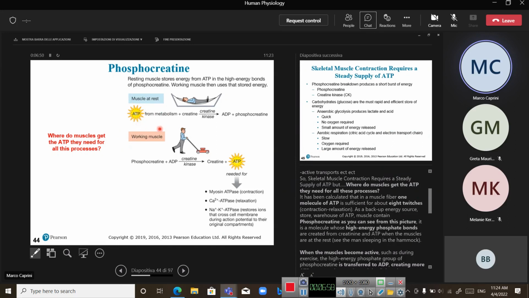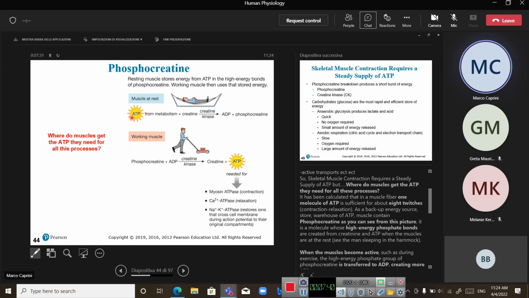And as a backup energy source, as a store of energy in terms of ATP, the muscles contain phosphocreatine, as you can see from this picture, okay? Phosphocreatine. So what is this molecule? Let's analyze the muscle at rest, okay? The resting muscle stores energy from ATP in the high energy bonds of phosphocreatine.